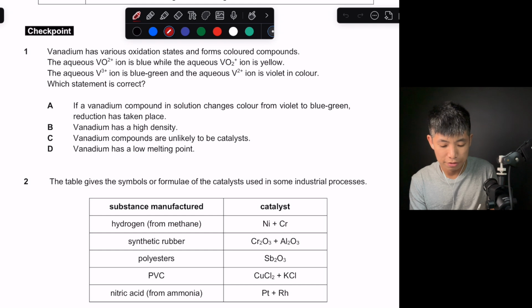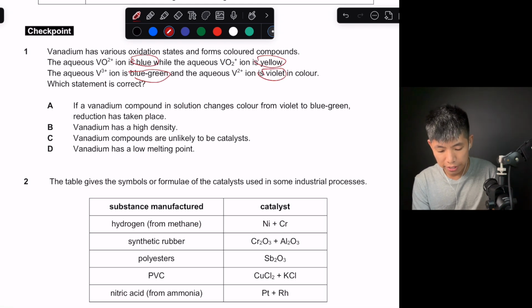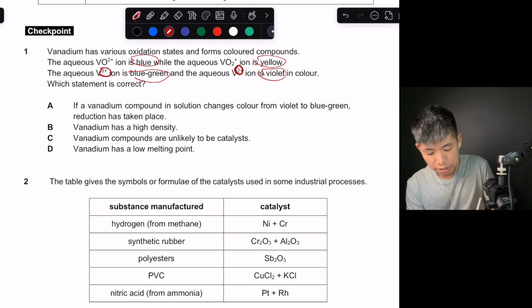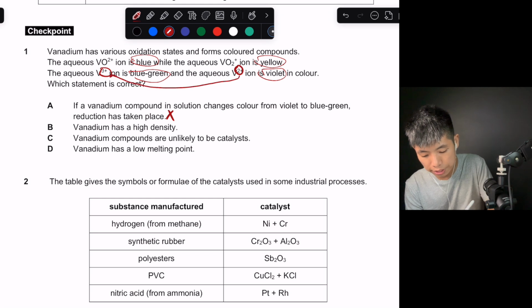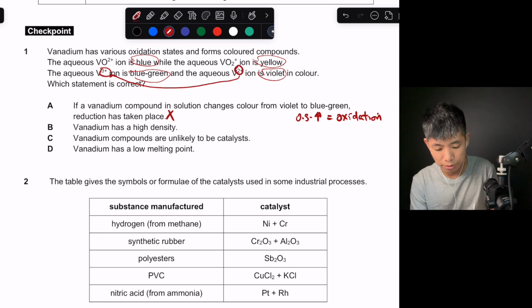Question 1 states that vanadium has variable oxidation states and it forms colored compounds. This is a clear hint that it is a transition element. You can see that in different oxidation states, you have different colors. So if a vanadium compound in solution changes color from violet, which is this, to blue-green, which is this, reduction has taken place. This is actually incorrect because you are going from +2 to +3. The oxidation state increases. Oxidation state increases is oxidation. If you haven't learned redox reactions, don't worry about this. So it is not reduction, it should be oxidation.